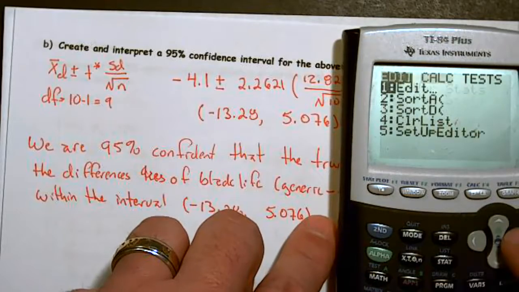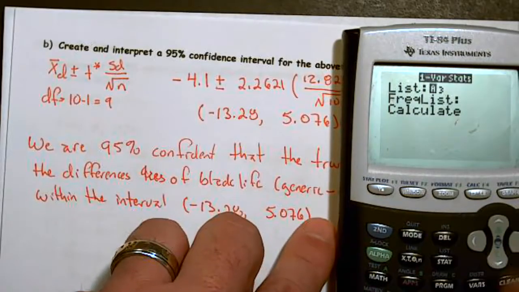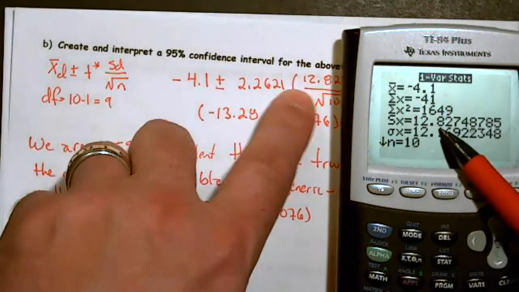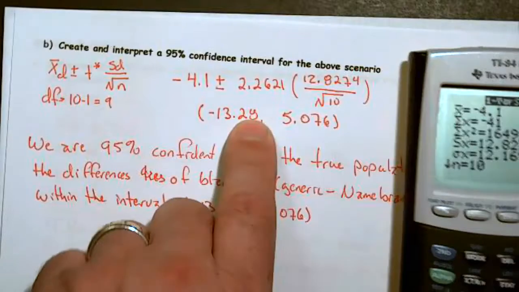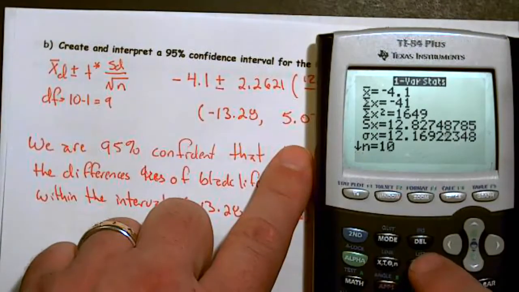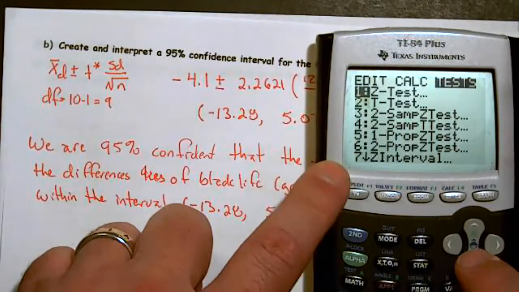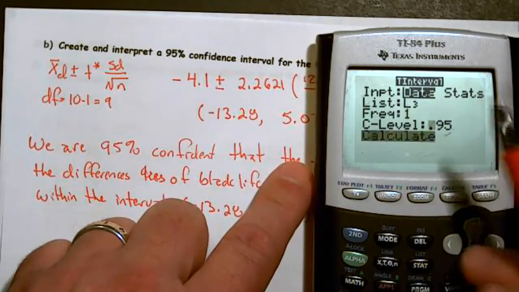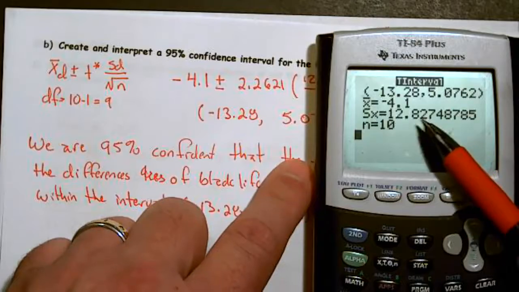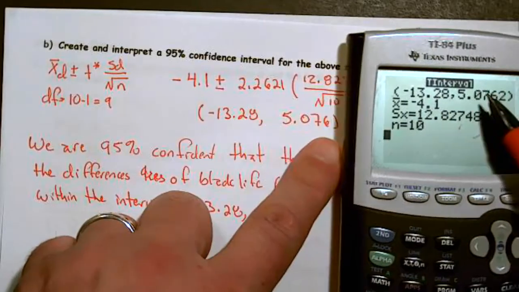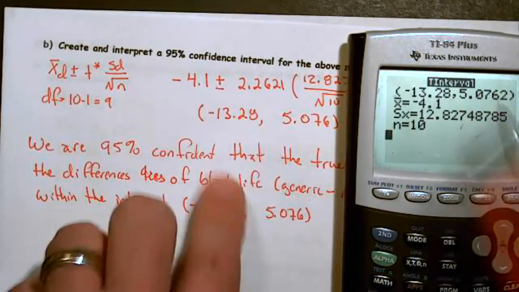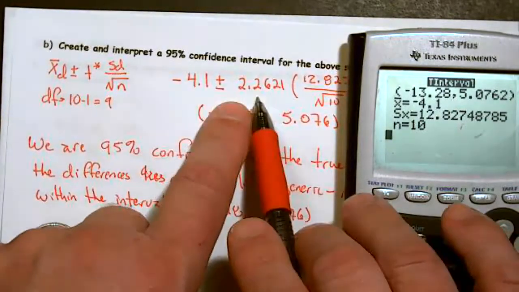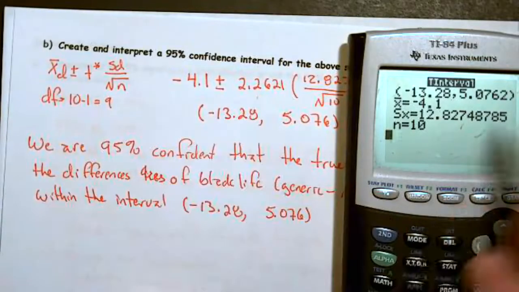So we can go stat calc 1 var stat. My data is in L3. And there's my x bar. There's my standard deviation. And I just plugged it into the formula. Now, the quick way to do this is just to go stat test t interval, which is down at number 8, and run the confidence level, and we end up getting the following: negative 13.28 to 5.076. All right. But the thing is, we don't get t star, so we have to go back and run the t star and show that work. So make sure you have that, otherwise you'll get dropped to the partial or no credit.